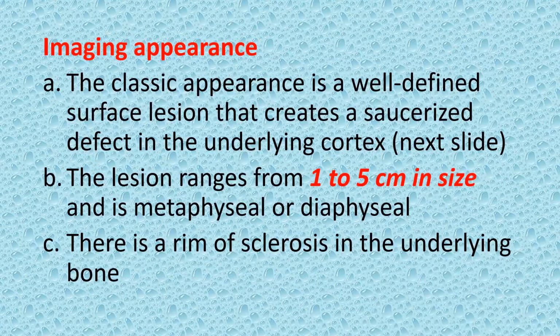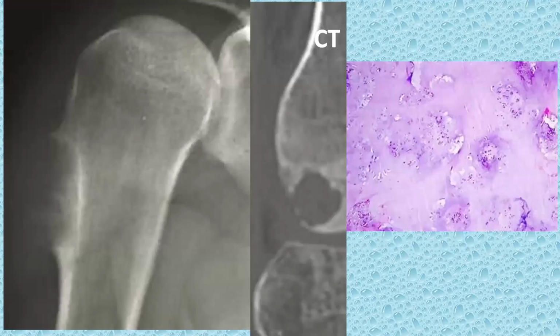The imaging appearance includes the classic appearance, which is a well-defined surface lesion that I showed you in the previous x-rays that creates a saucerized defect in the underlying cortex. The lesion ranges from 1 to 5 centimeters in size and is metaphyseal or diaphyseal. There is a rim of sclerosis in the underlying bone. Look at this lesion. Look at the sclerosis from that.